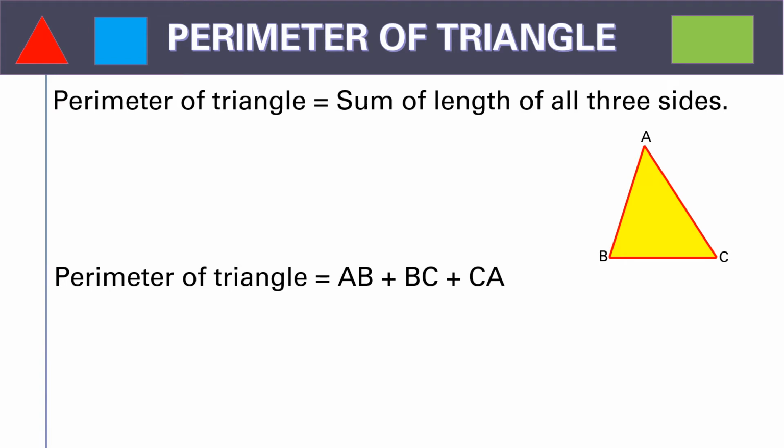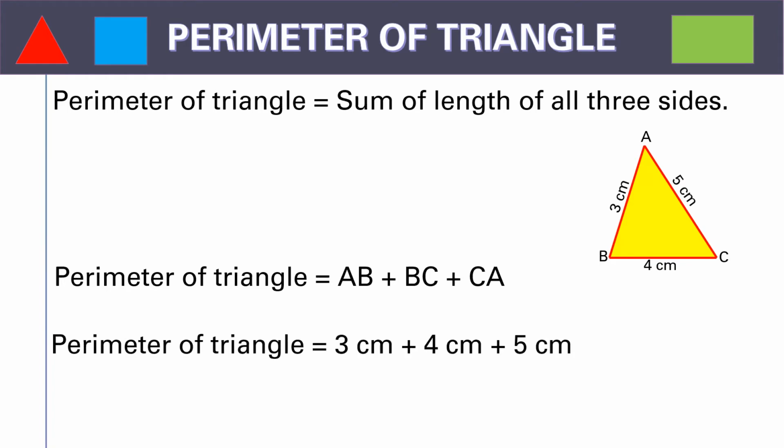In triangle ABC, let's suppose AB is equal to 3 cm, BC is equal to 4 cm and CA is equal to 5 cm. So the perimeter of triangle is equal to 3 cm plus 4 cm plus 5 cm. Now do the addition. We get 12 cm. Thus, perimeter of triangle is equal to 12 cm.